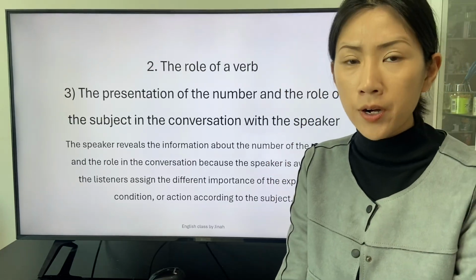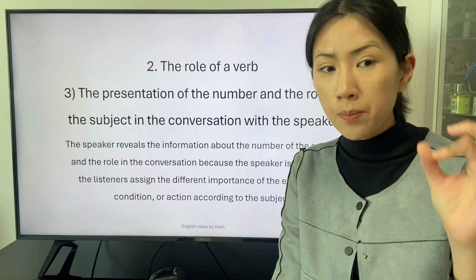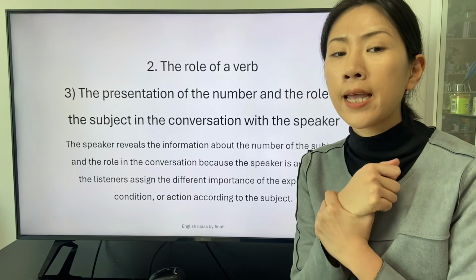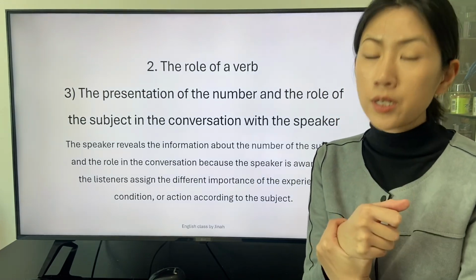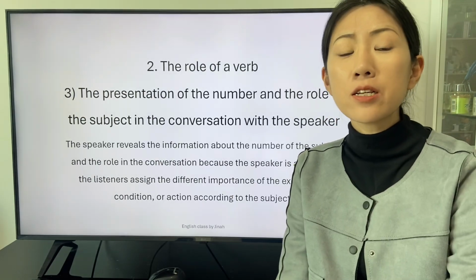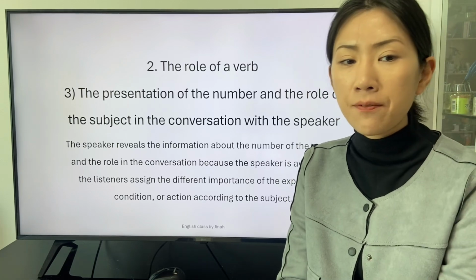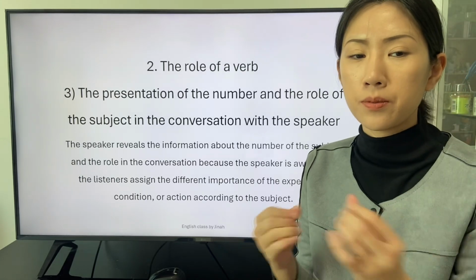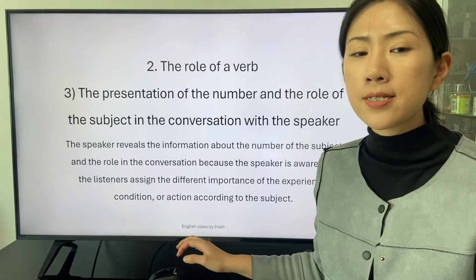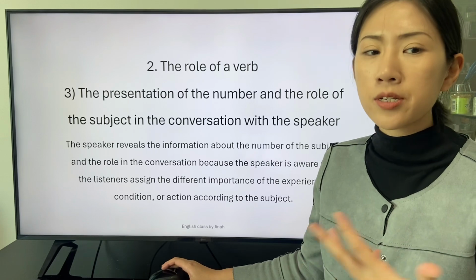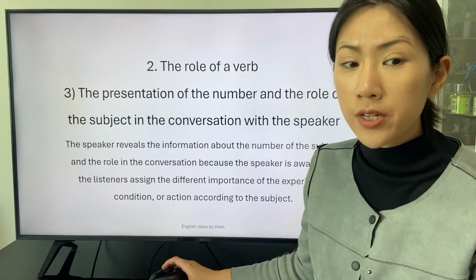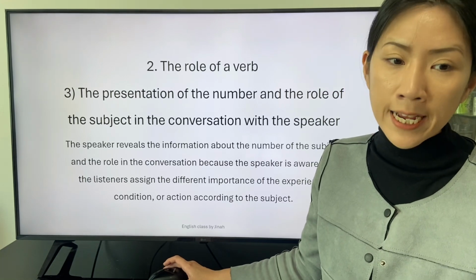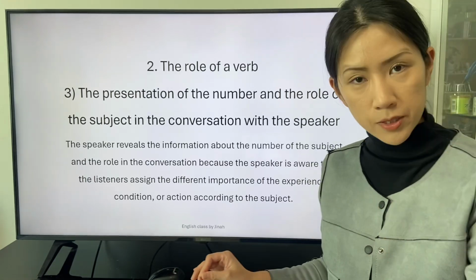The role of a verb is that the verb presents the number of the subject and the role of the subject in the conversation with the speaker. The speaker reveals the information about the number of the subject and the role in the conversation because the speaker is aware that the listeners assign different importance of the experience, condition, or action according to the subject.